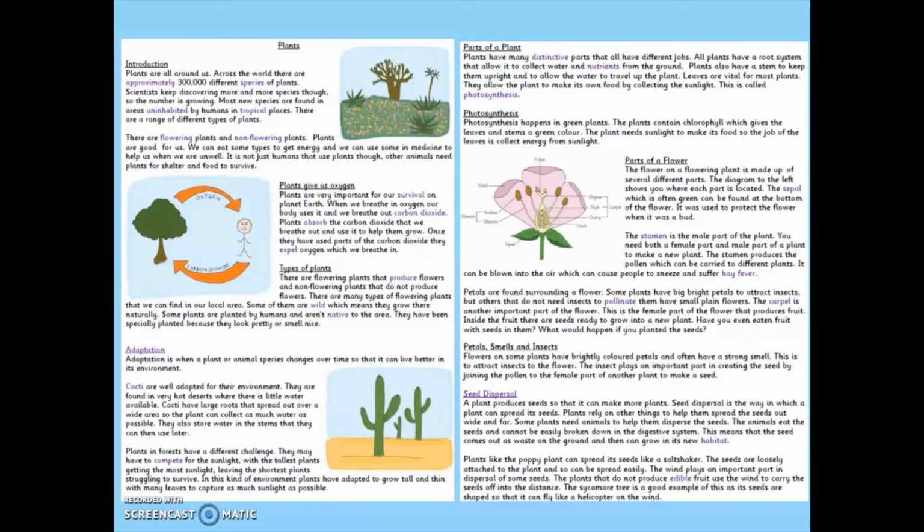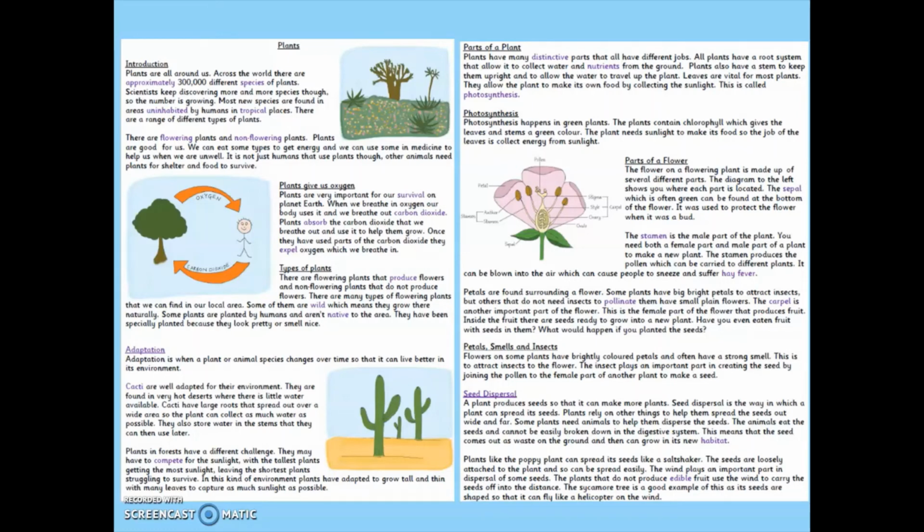You need both a female part and a male part of a plant to make a new plant. The stamen produces the pollen, which can be carried to different plants. It can be blown into the air, which can cause people to sneeze and suffer hay fever. Petals are found surrounding a flower. Some plants have big bright petals to attract insects, but others that do not need insects to pollinate them have small plain flowers.